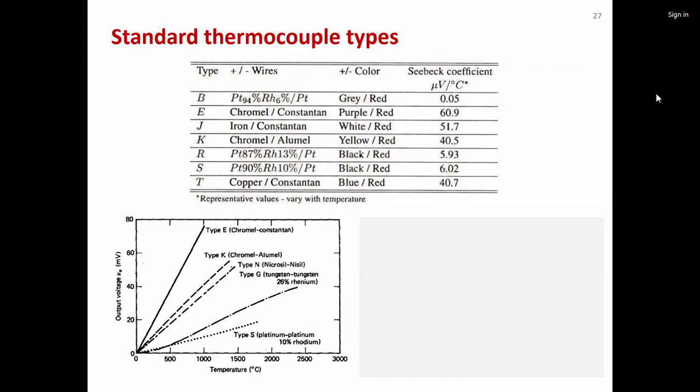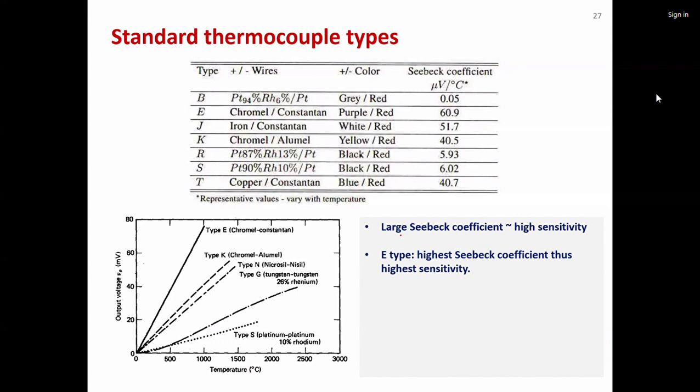Type N and G we are not discussing here. So type K is here. Type J will also be somewhere here, close to K, and type S is here. It has a small slope. So we say that the larger the Seebeck coefficient, the higher the sensitivity. E-type has the highest Seebeck coefficient, the highest sensitivity. G-type has the highest temperature range. If you look at G-type, it goes from 0 to nearly 2500.